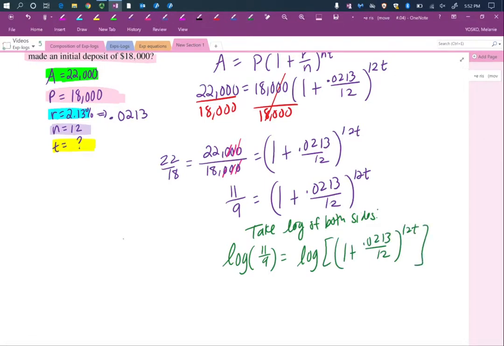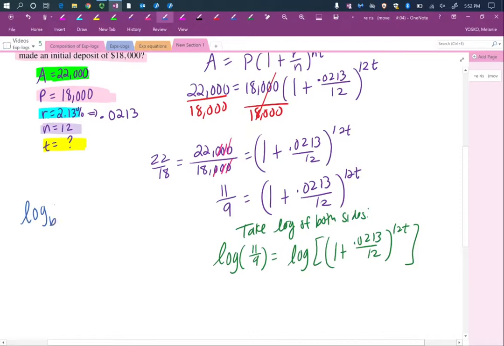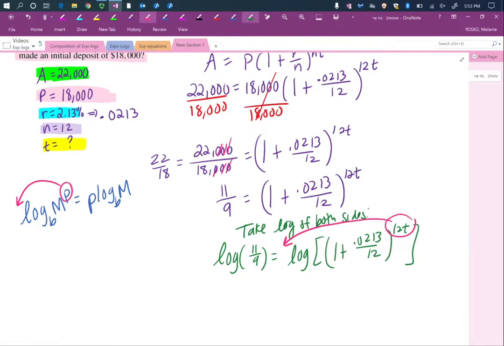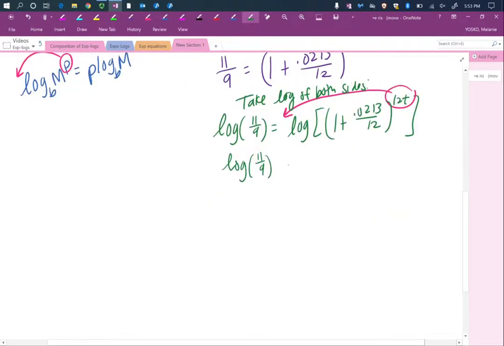Okay, and why do we use a log? Well, we know that if we have log base b of m to some power p, we can move this power into the front. It can be multiplied by that logarithm, kind of almost like a coefficient. Sometimes it's a variable, so it may not look like a coefficient, but it's always a product. So this equals p times log base b of m. So I'm going to take this power, this 12t, I'm going to multiply it in the front of that logarithm. So I have log of 11 over 9 equals 12t times log of 1 plus 0.0213 over 12.